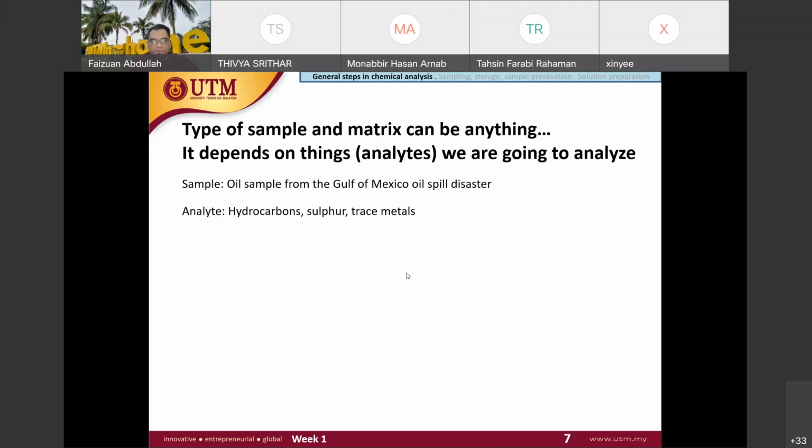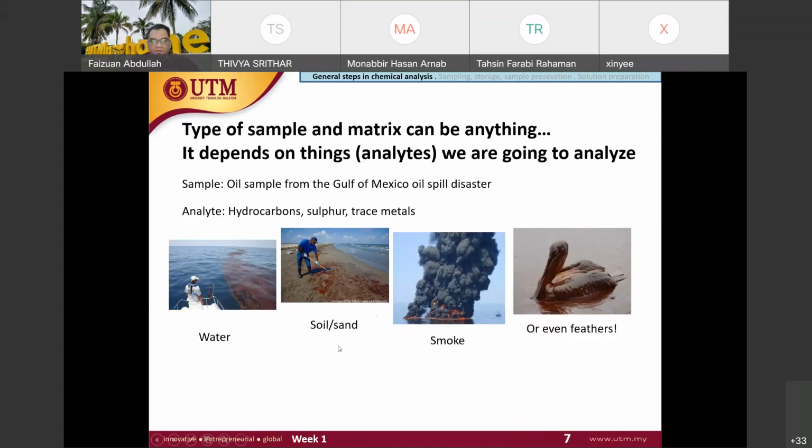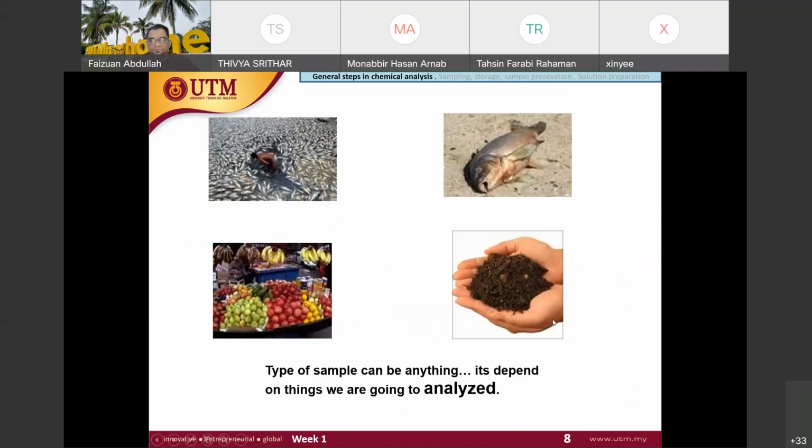So what happened to the slide? Okay, this is the example of the oil spill disaster. We have the water pollution. You see that? The oil spill results in water pollution. Then soil and sand pollution, as the oil will get dumped onto the beach, right? And then smoke, when the oil is burned, will come up and result in air pollution as well. Even feathers, birds, and animals will suffer from this disaster.